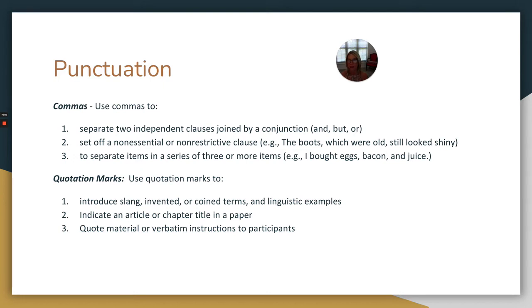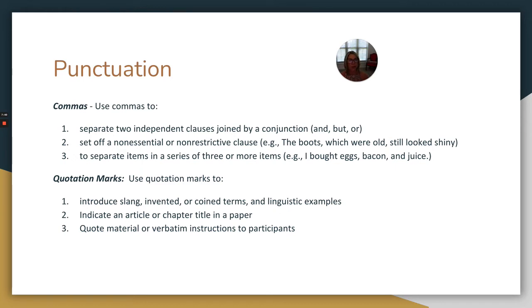And so another type of punctuation with student papers and professional papers is the use of quotation marks. It is appropriate to use quotation marks if you're introducing slang or invented terminology, coined terms, or linguistics examples. So if I were describing items on a test and I said the test items included truck, ball, toy, those would be in quotation marks.